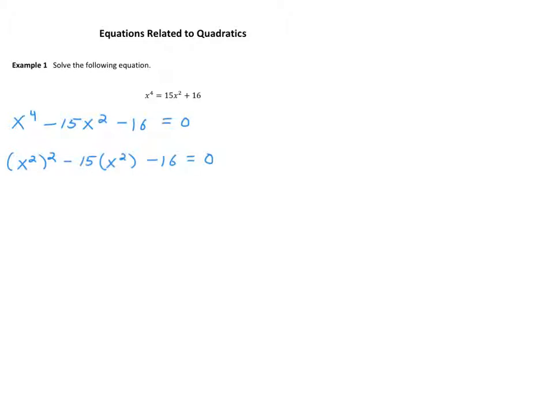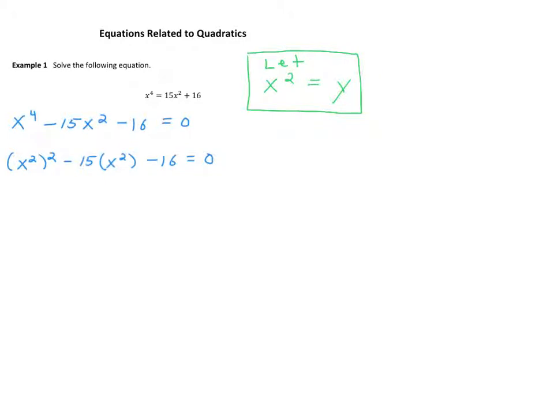It's at this point where I'm like, wait a second. If this was just one variable equal to this one, I actually do have a quadratic. A nice way to write this is to replace x squared with a different variable, which I'll call y. So I'm going to let x squared equal y.